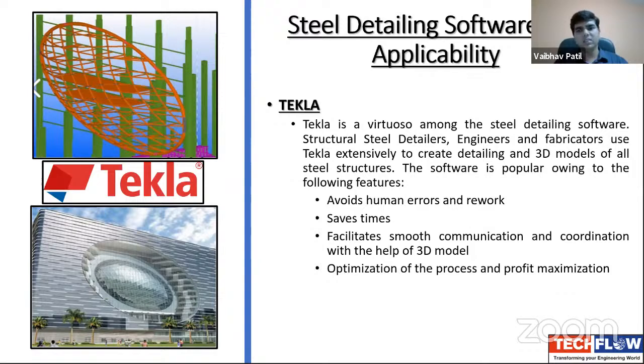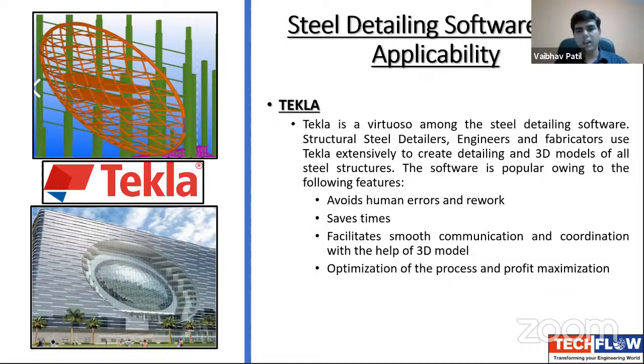Tekla Structures started around 2000, and now there are a lot of versions updating that software to make steel detailing easy. So it avoids human error and rework, and saves time. If you compare AutoCAD and Tekla, Tekla is the fastest way. In AutoCAD you have to draw, but in Tekla Structures or SDS2 you get an automatic view of the drawing. You just have to add dimensioning, welding, and the required sections.